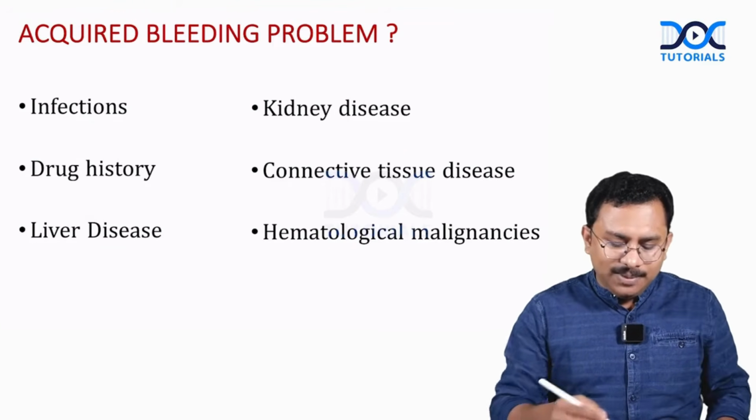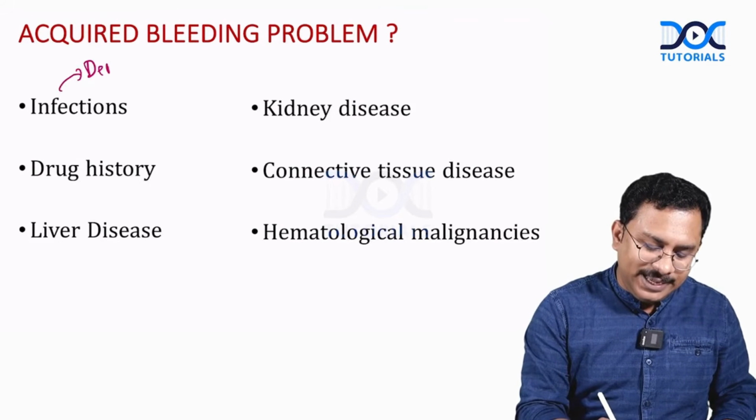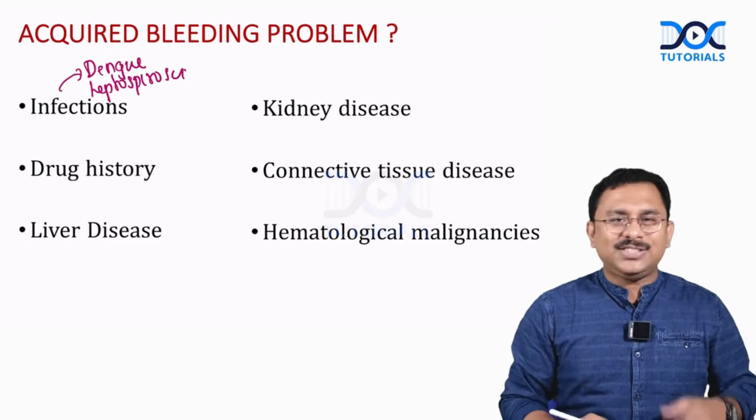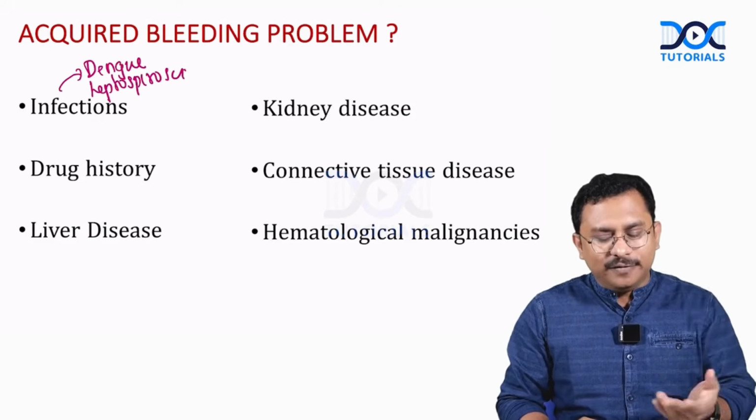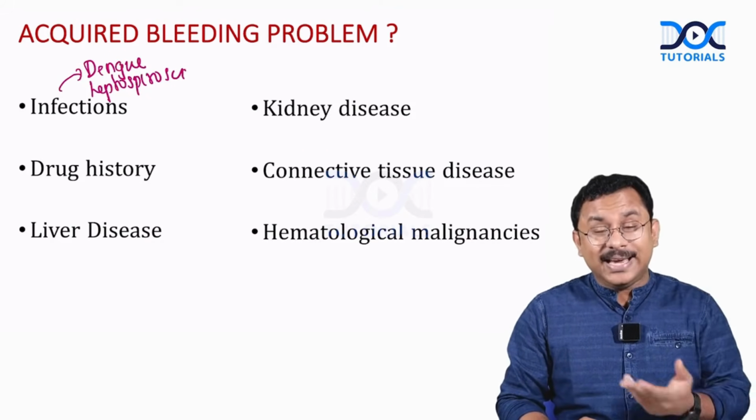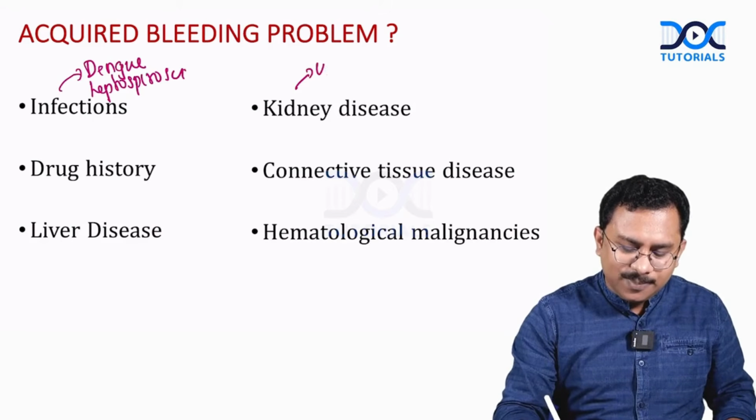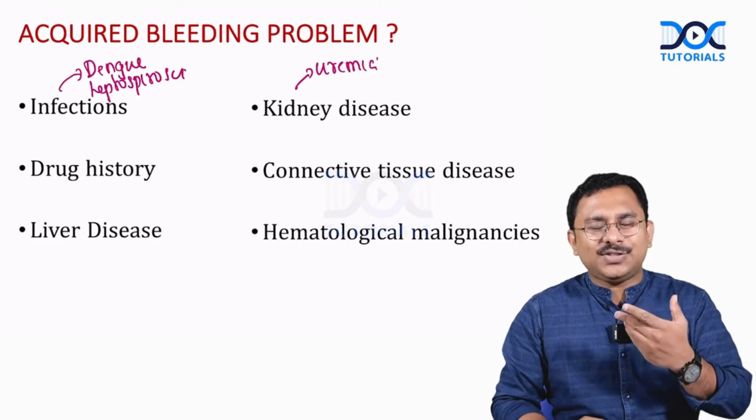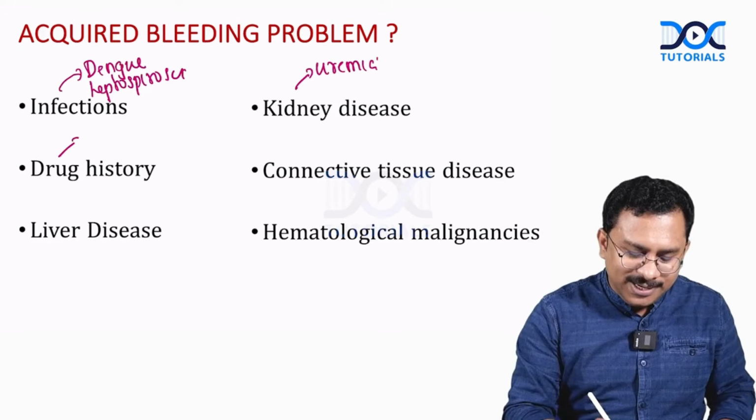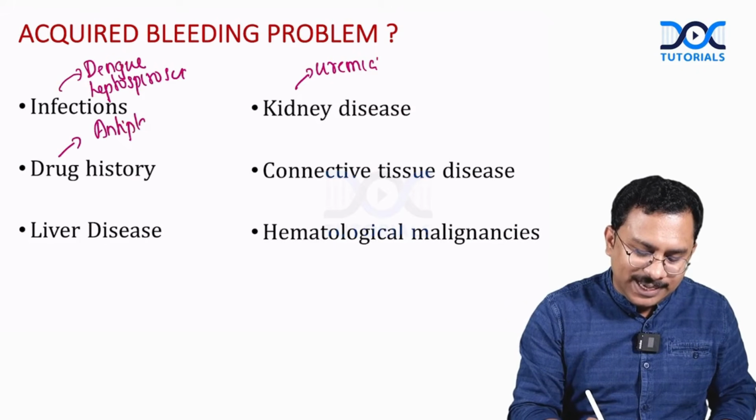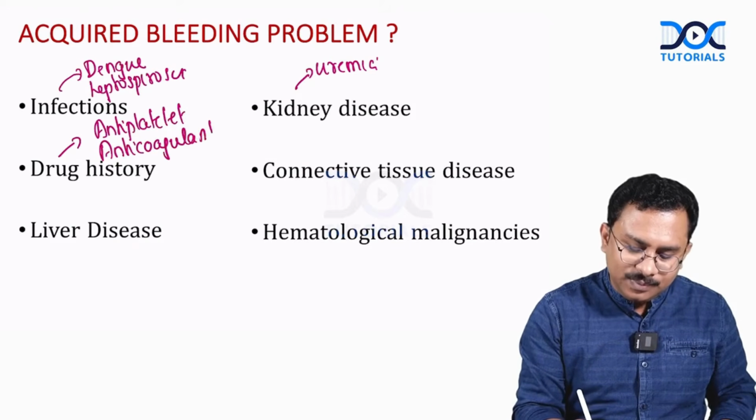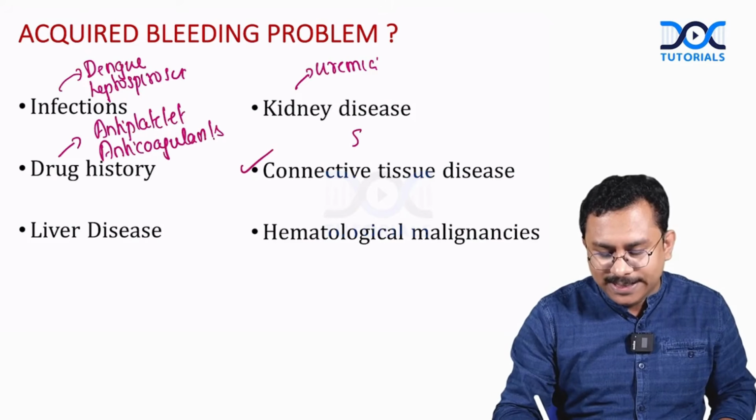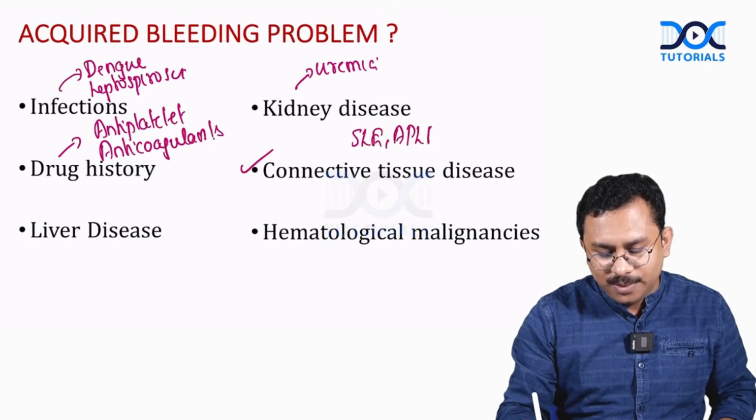Then acquired bleeding problems can happen because of various infections like dengue fever. It can happen because of leptospirosis, malaria, then chikungunya fever, scrub typhus. A lot of infections can cause thrombocytopenia. Kidney disease as a part of uremia, you may get bleeding because of either a platelet dysfunction or even because of clotting factor abnormalities as well. Drug history is very important because many antiplatelets, anticoagulants can cause bleeding. Connective tissue diseases like SLE, APLA syndrome, watch out for them.